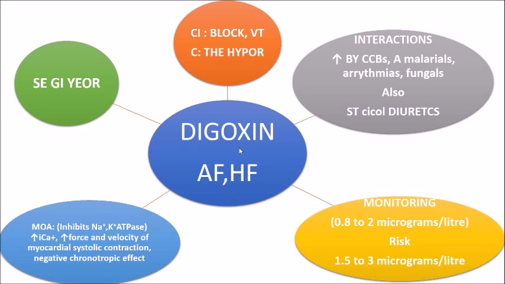If we go on, the other one is digoxin, which is used in atrial fibrillation and heart failure. Digoxin is also a narrow therapeutic index drug. So if you look at all the drugs which we have looked at, they are all milligram per liter. So to remember digoxin, it's microgram per liter. It's not milligram. And the optimum plasma level is thought to be between 0.8 to 2. Risk of digoxin toxicity increases above 1.5 to 3 micrograms per liter.